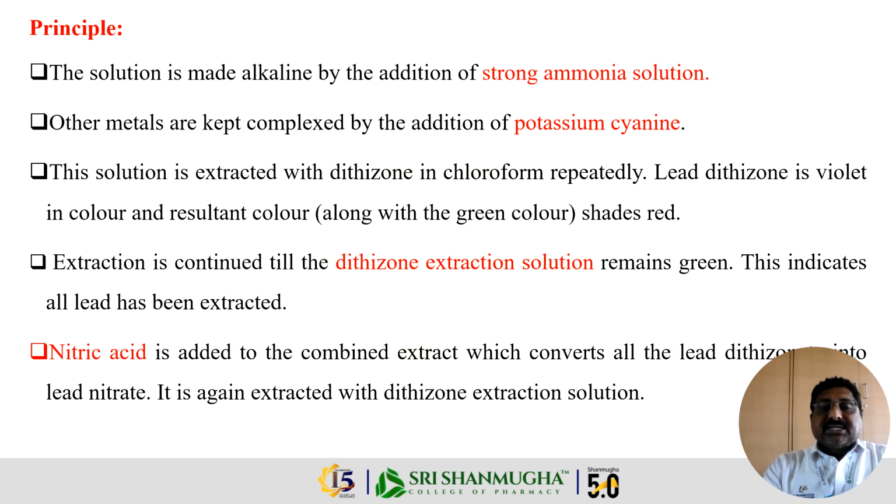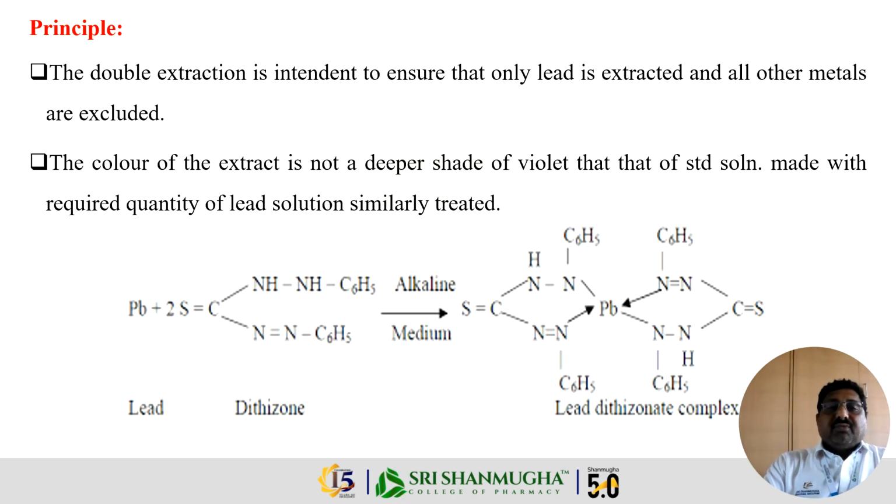The extraction is repeated until the dithizone solution remains green. So green color means all lead has been extracted. The chloroform extracts are combined and nitric acid is added. Nitric acid converts lead dithizonate into lead nitrate. The solution is again extracted with dithizone. This double extraction ensures that only lead is present and other metals are removed.